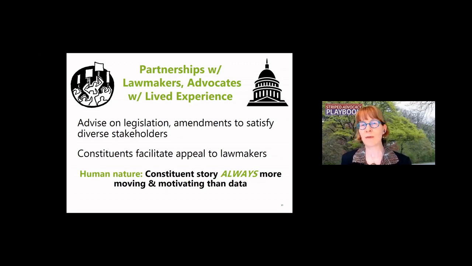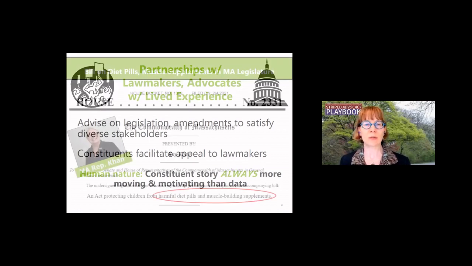It's the same for us as scientists. We're moved more by stories than data, but we also know how to read data. We've got to have them both, the data from researchers and the stories from constituents and people with lived experience.